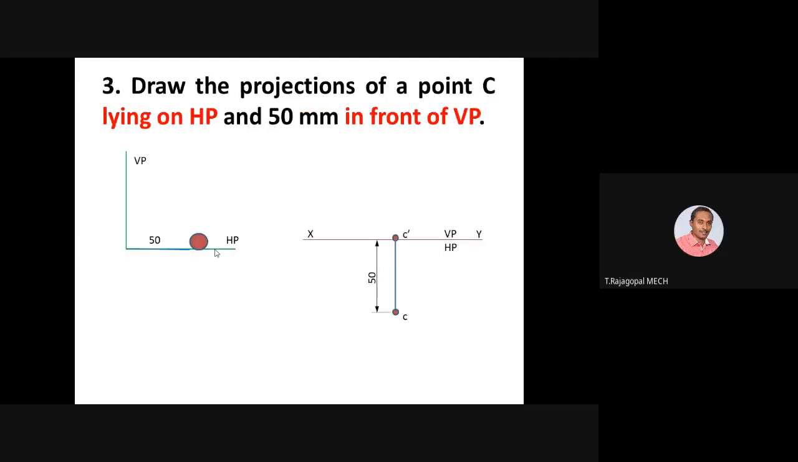No. If it is the front view, the observer will be standing here, which means on the right hand side of your object. If it is top view, you are seeing the object from the top of it. If you see from here, this is the top of your object. So you can see clearly this 50 mm distance away from the vertical plane. If you see from the front view, you may not identify any distance because the point is actually lying on the horizontal plane.